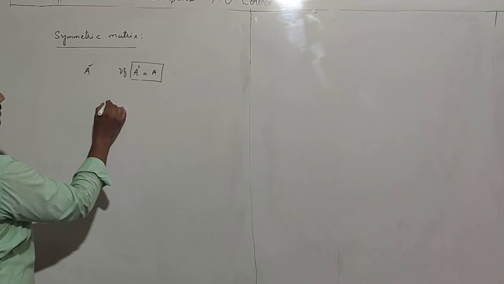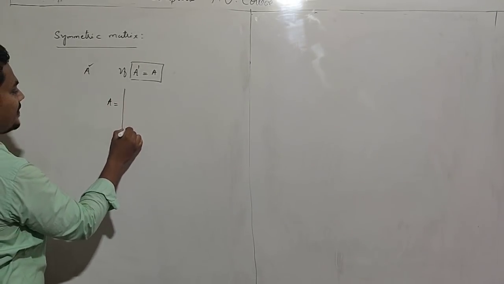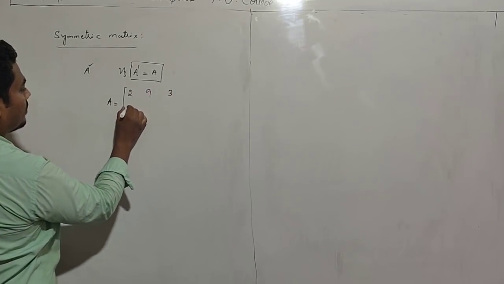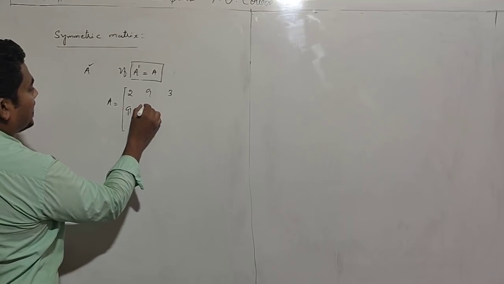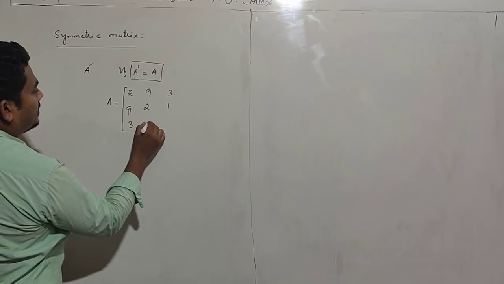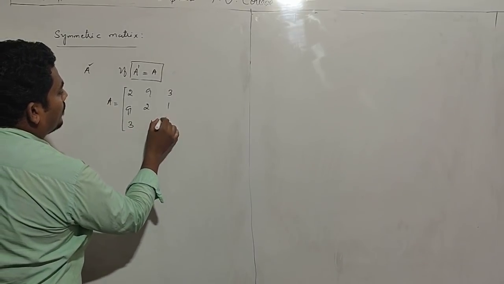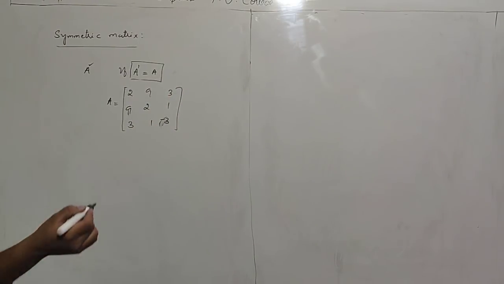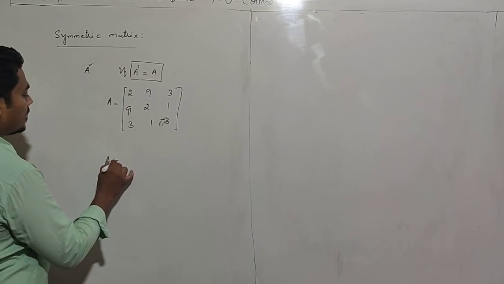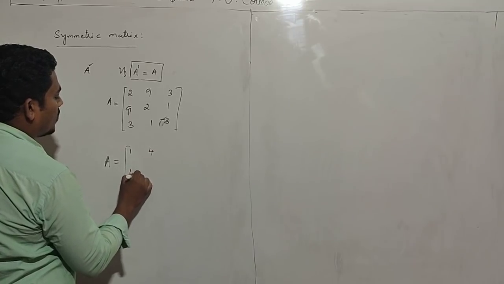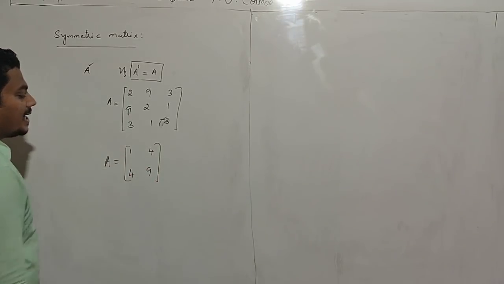For example, that should be a symmetric matrix. 2 9 3, 9 2 1, 3 1 minus 3. Clearly it is a symmetric matrix. I will write one more example. Matrix A equal to 1 4 4 9. It is also a symmetric matrix.